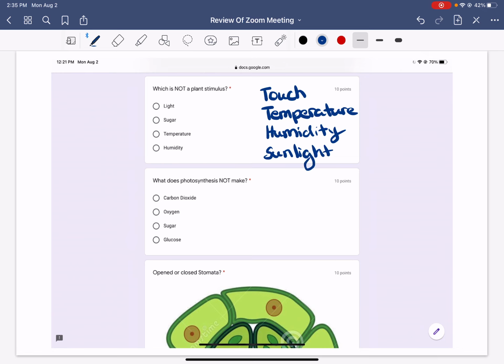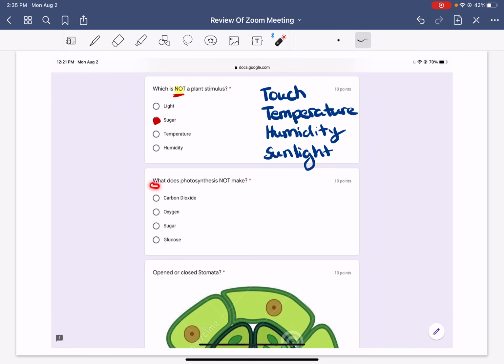These 4 things. So which is not a plant stimulus? Let's highlight the word not. We have light, same as sunlight, temperature, which is a stimulus, humidity. Sugar is the only one that is not. Sugar. Oh, that's not.